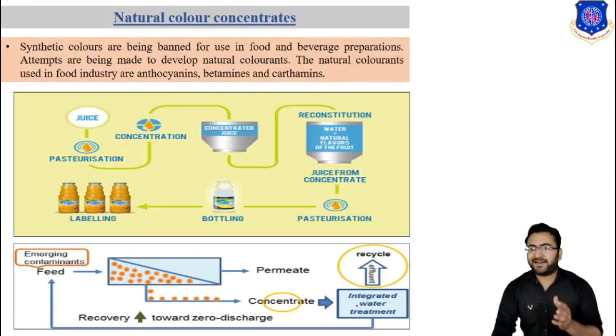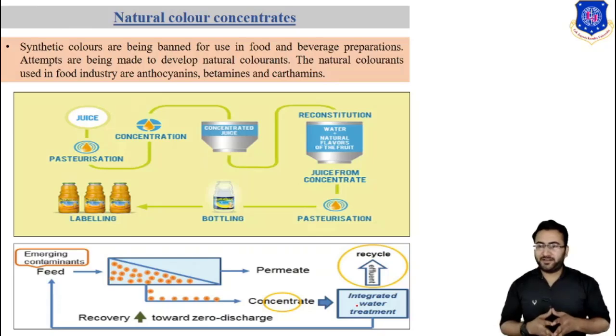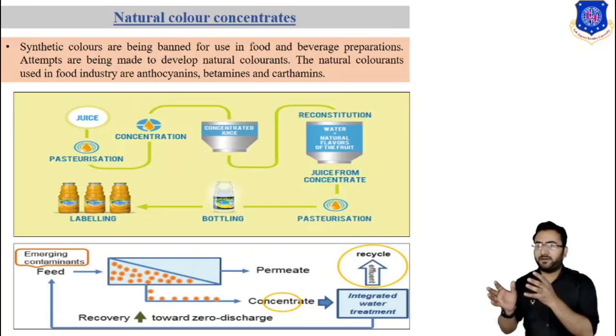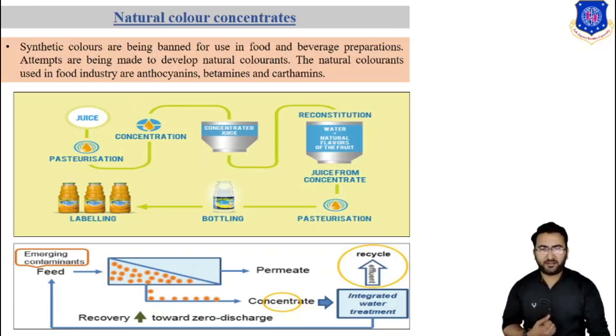Now let's discuss the second application of reverse osmosis, which is natural color concentrate. Synthetic colors are being banned for use in food and beverage preparation. Attempts are being made to develop natural colors. The natural colors used in the food industry are anthocyanins, vitamins, and carotenoids. Natural color contains the colorant at 0.1 to 0.2% and 6 to 8% of dissolved solids. The RO process can be used to prepare a high concentration of natural coloring material for more practical industrial application.